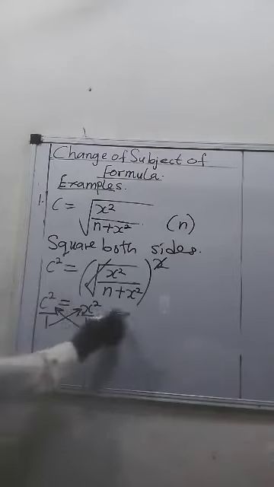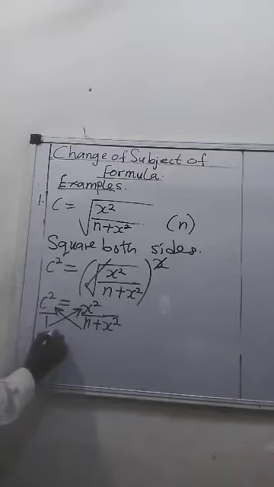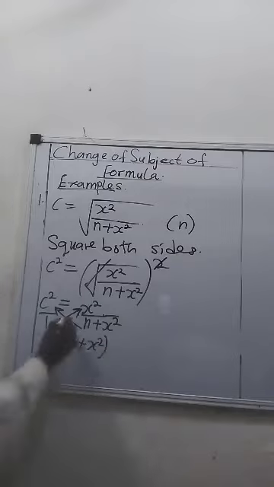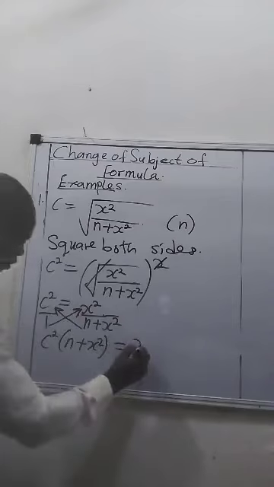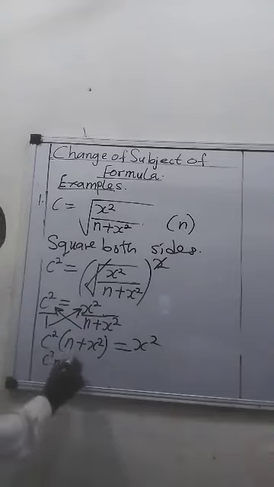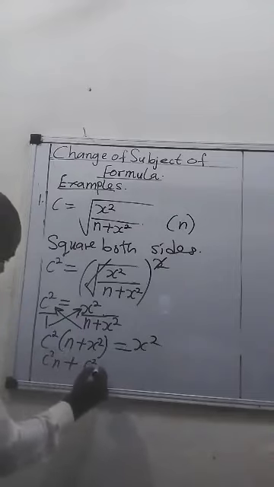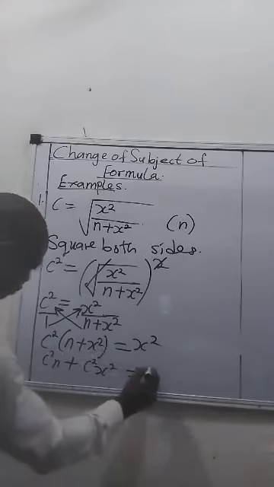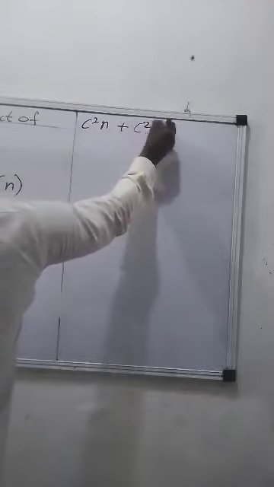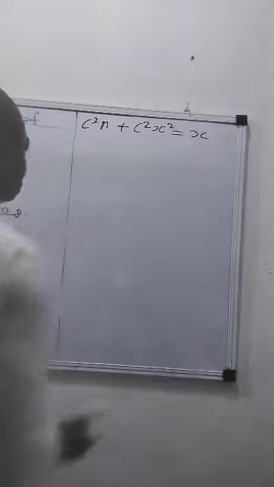So c square is multiplying everything here. So I have c square times this. Let me even put it like this: c square bracket n plus x square, close the bracket, is equal to 1 times x square, which will give us x square. So c square n, I want to open this bracket now, plus c square x square is equal to x square. We have c square n plus c square x square is equal to x square.